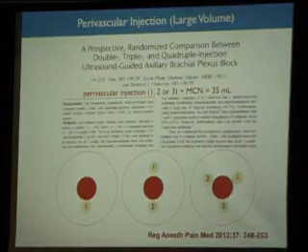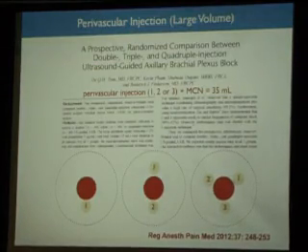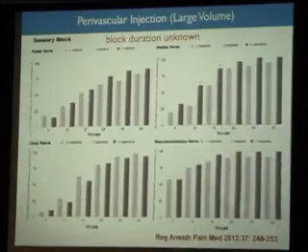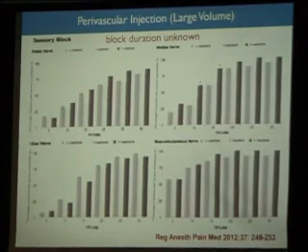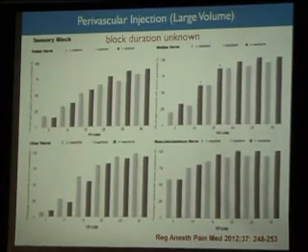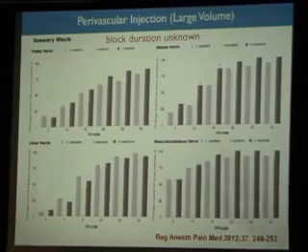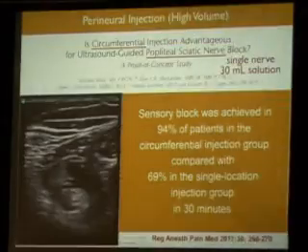For axillary block, this study looked at the perivascular technique, and they found that even with a big volume, it makes no difference. And I find that in my hand, it does not work well, so that's why I don't do the perivascular technique for axillary block. I do perineural injections.